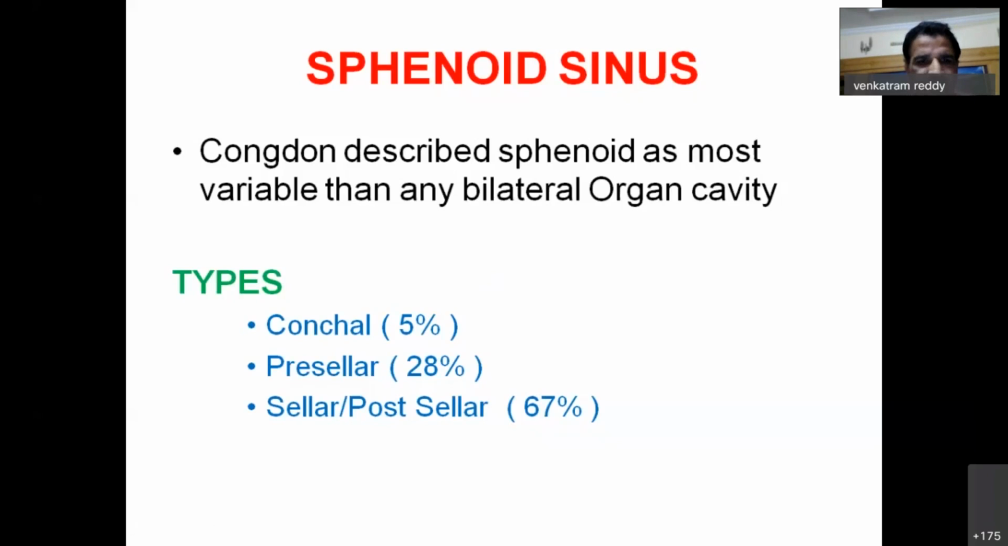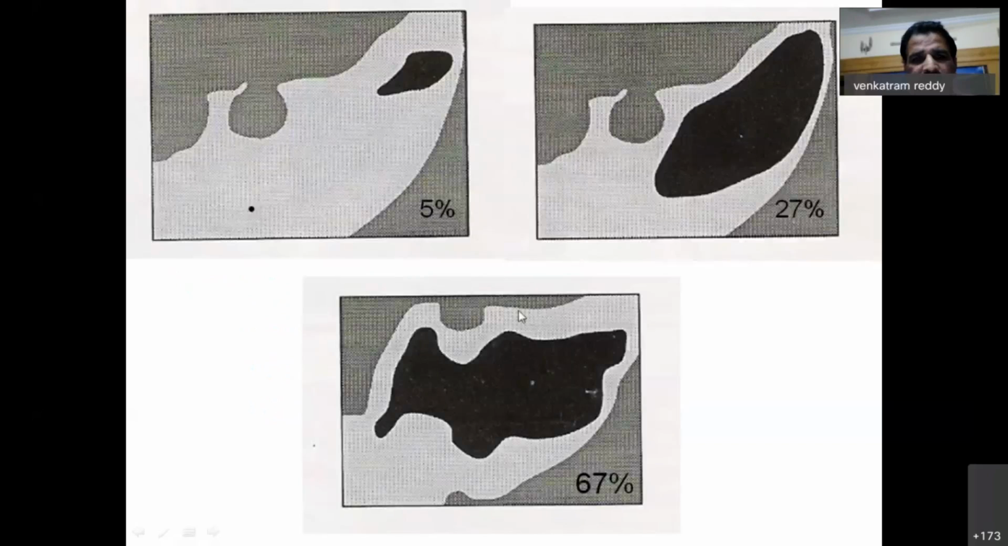So depending upon the pneumatization, the sphenoid sinus is divided into three categories. There is a conchal type, which is only 5%, and the pre-sellar type, which is 28% overall incidence, and the sellar and post-sellar type is the most common, up to 67%. So this is conchal, pre-sellar, sellar and post-sellar. This is very common. So the more pneumatization of the sphenoid sinus, the more structures are bare in the sphenoid sinus. That will come in the next cuts.